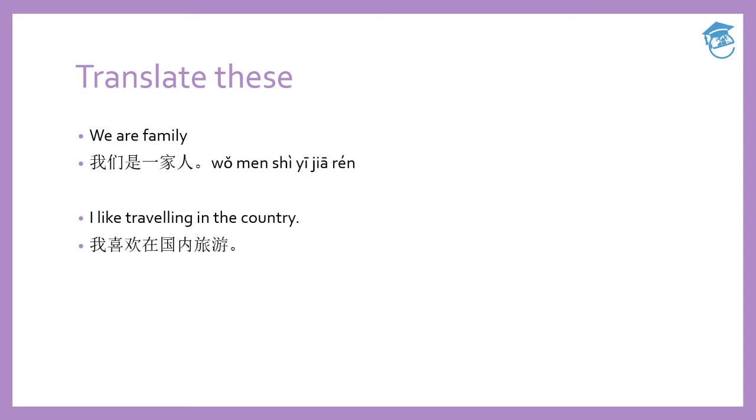It is 我喜欢在国内旅游. So what I mean in the country is within the country, domestic traveling. So you have learned that 国内 is domestic, but in this context, it means within the country. So this is used as the description to the verb as well. That's why it is placed in front of the word traveling, which is 旅游. Okay, the rest should be easy. So I'll go to the next one.